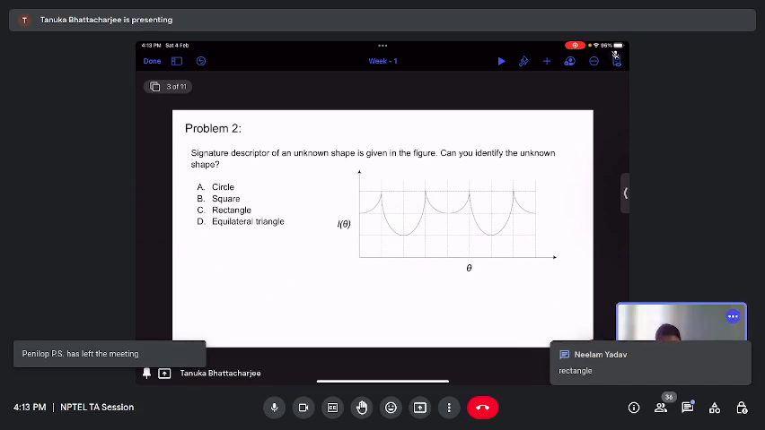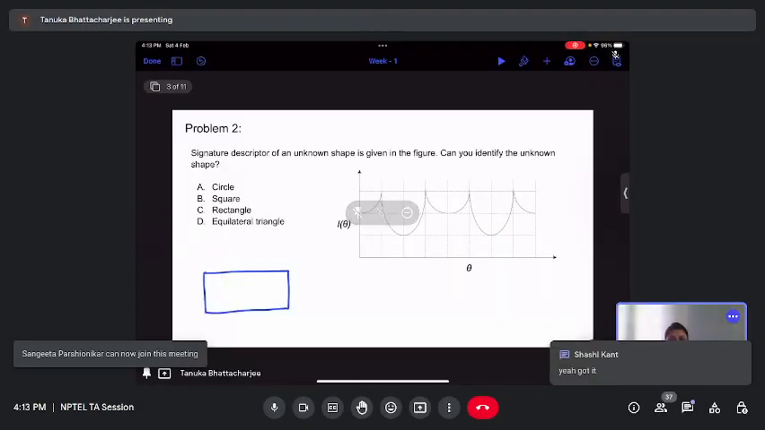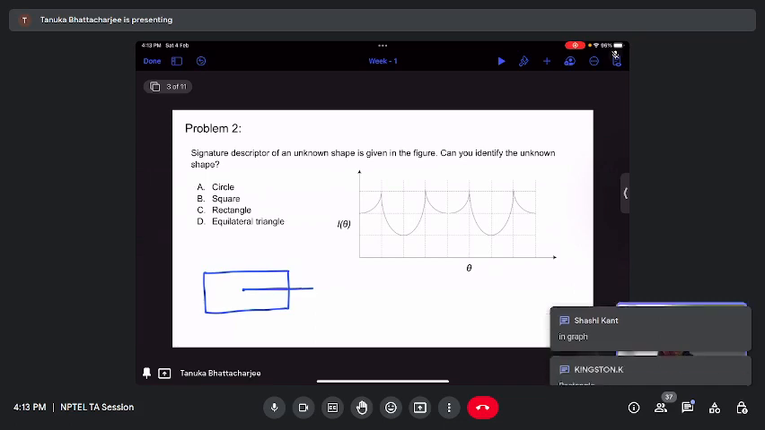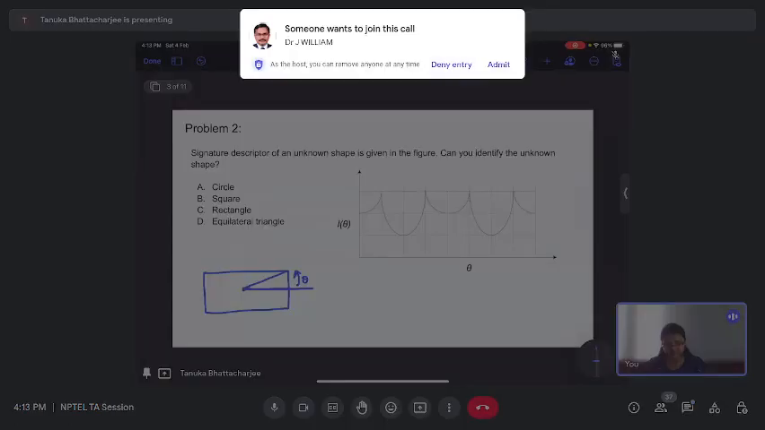To explain that, let us say this is the rectangle, and we take the centroid over here, and we take the reference direction like this. So, when we are at theta 0, let us say there is some distance. Now, when you are increasing the theta value, the distance is increasing till this point.